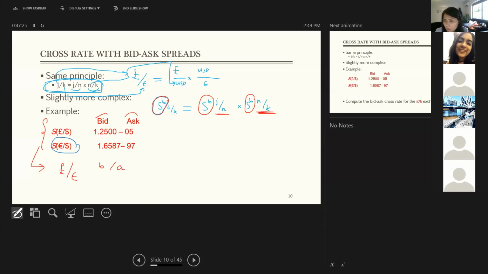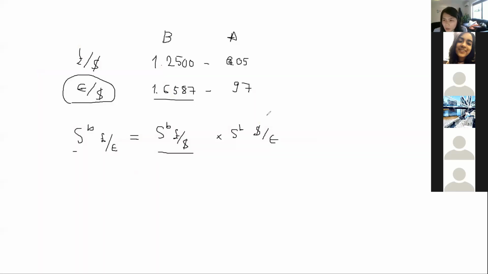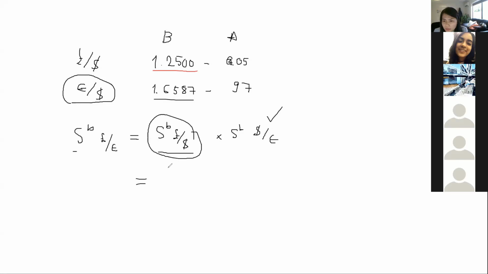Let me go back to my whiteboard. All right, so it's spot on. We have got our formula right. Next step is to substitute the numbers into the formula, okay? So can someone tell me where I can find the first rate? That would be 1.25. So I need the bid rate for the pound over dollar. Yes, so that will be 1.25. Spot on. And the other side will be 1 over 1.6597. So I need the bid rate for the dollar over euro.